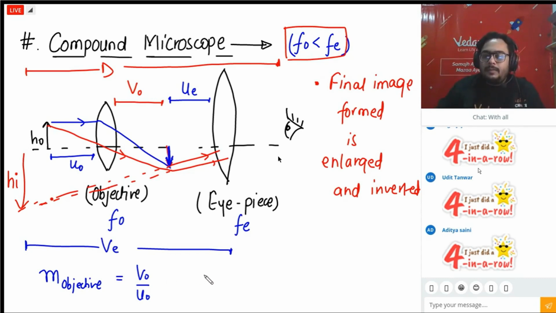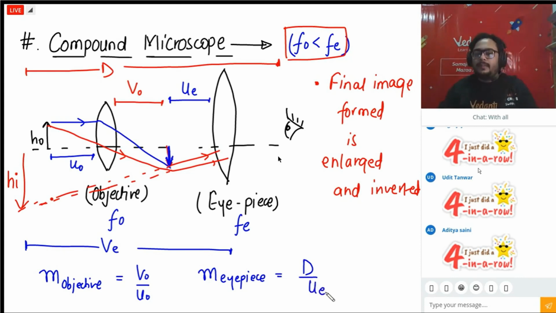And what will be the magnification of eyepiece? Yes, it will be D by UE. If you want to put it with sign, then we can put it with sign also. Minus D by minus UE. Both are negative. Do you understand? Magnification formula, that is the standard formula that I'm using.